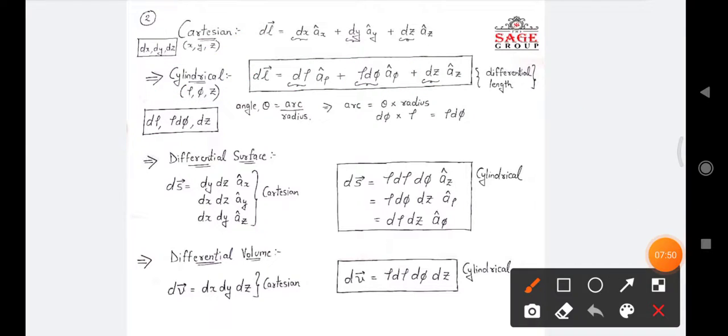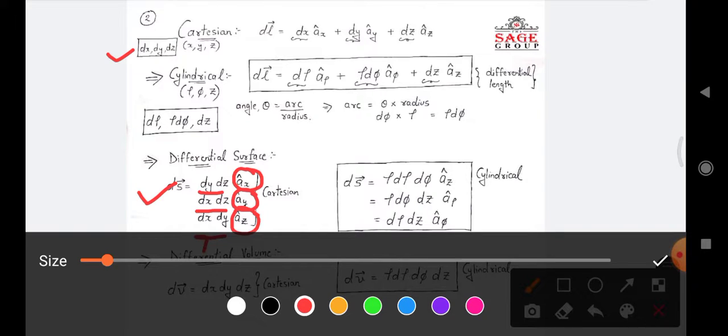Now if we talk about the differential surface, in the Cartesian coordinate system what we do is simply multiply two differential parameters. If you multiply dy and dz, the unit vector will be the opposite one, that is ax. If we multiply dx and dz, the unit vector will be the remaining one, ay. If we multiply dx and dy, the unit vector will be the remaining one, that is the az unit vector.